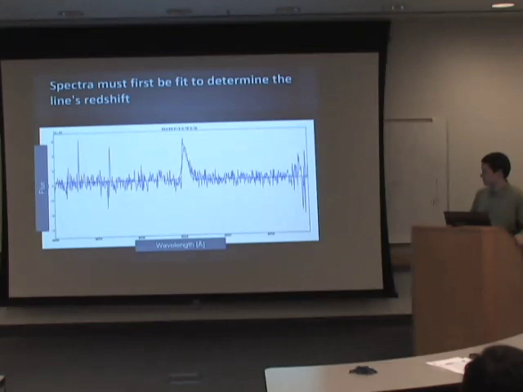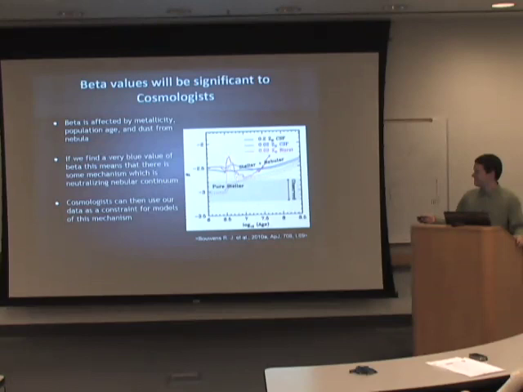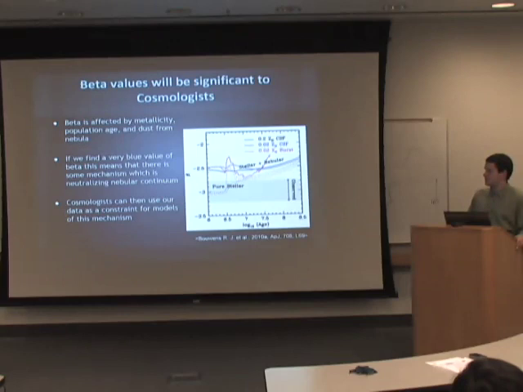All right, so once we do get beta, what will it mean? Basically, it will be used as a constraint for cosmologists who want to create models of dynamics from the epoch of reionization. Beta is controlled by a few factors: age, metallicity, and dust. The younger, the fewer metals, and for an astronomer, just so you know, metals is anything past helium. And then dust from nebula. The most important part of what we're thinking about most is the nebula contribution to these continua.